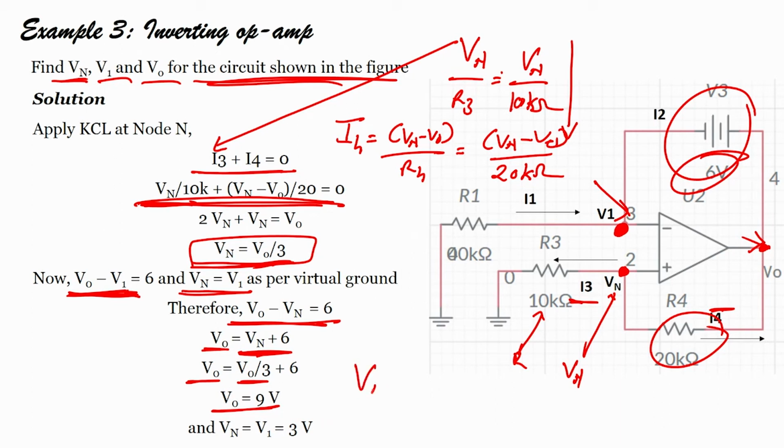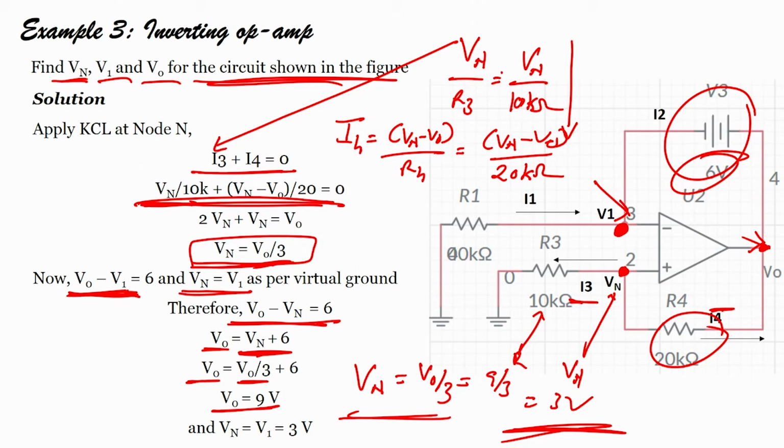How? Because I know Vn equals Vo by 3, equals 9 by 3, equals 3 volts, correct. Vn equals Vo by 3, right. What is Vo? Vo is 9 volts. So 9 volts by 3 is nothing but 3 volts, right. So this is how I can find what the Vn, V1 and Vo are for a given circuit.